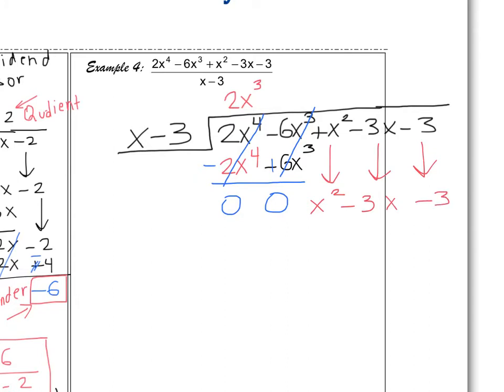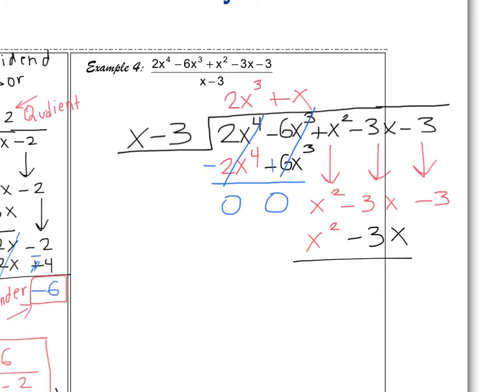And now you go ahead and do the steps again. x times what would give me x to the 2nd? And the answer is x. So x times x is x to the 2nd. -3 times x is -3x. See how everything is lining up? And for some reason, everything is canceling out too.